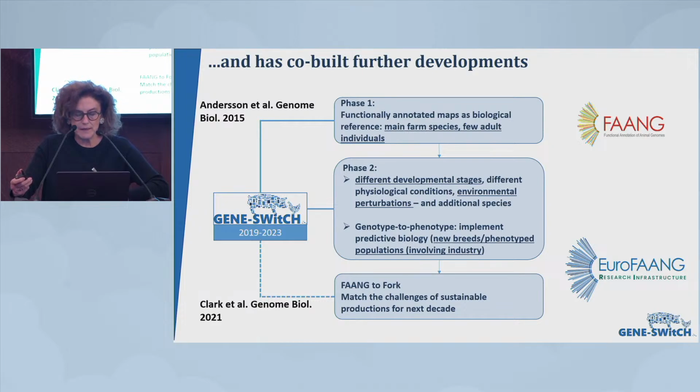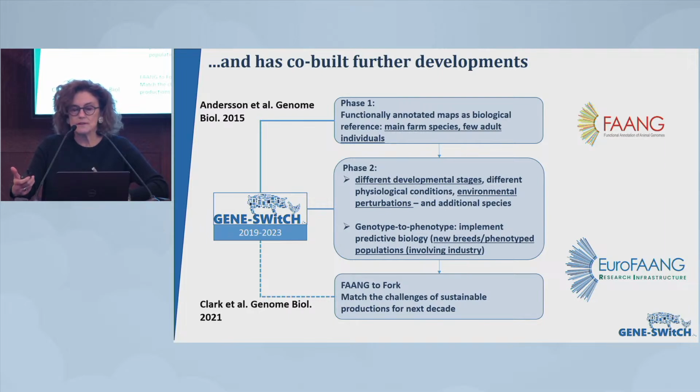At the beginning, we had this paper published in 2015, the first white paper, where we were putting forward the concept about why functionally annotated maps are important as biological reference and for doing what, with a focus on main farm species, but not only, because FANG is always being addressed also in general to domesticated species, and starting with annotation of few adult individuals.